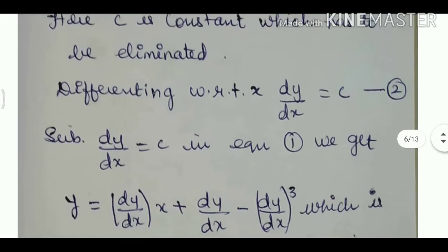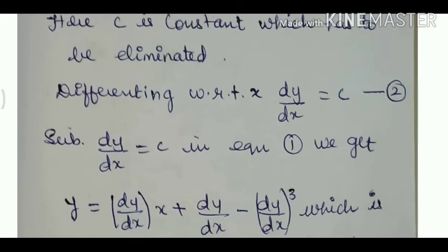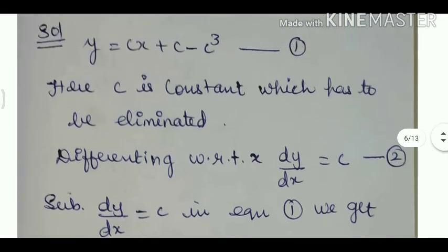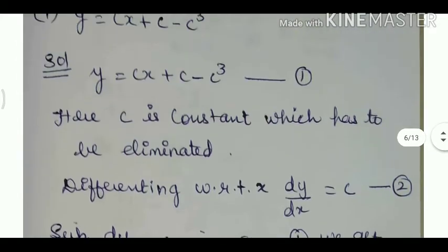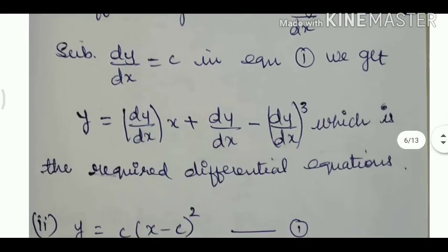So substitute this value, that is dy by dx equal to c, in equation 1 in order to eliminate c. The first equation is y equal to cx plus c minus c cube. In the place of c, I am substituting dy by dx. Therefore y equal to dy by dx into x plus dy by dx minus dy by dx whole cube, which is the required equation. I am substituting the value of c equal to dy by dx in the first equation.